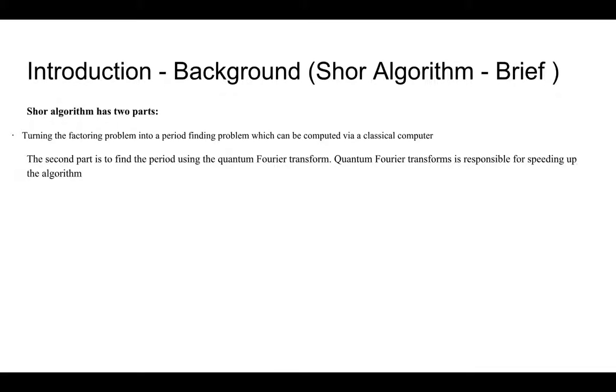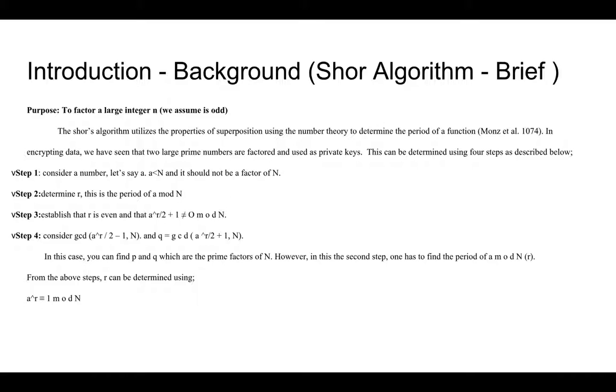So now we go on to the Shor algorithm, which will be explained briefly in the introduction, and then we'll cover more of it as we go on. The Shor algorithm has two parts: turning the factoring problem into a period finding problem, which can be computed via a classical computer. The second part is to find the period using the quantum Fourier transform. The quantum Fourier transform is responsible for speeding up the algorithm. We will talk about these two concepts later in the presentation.